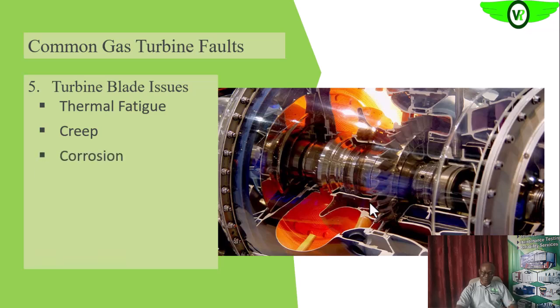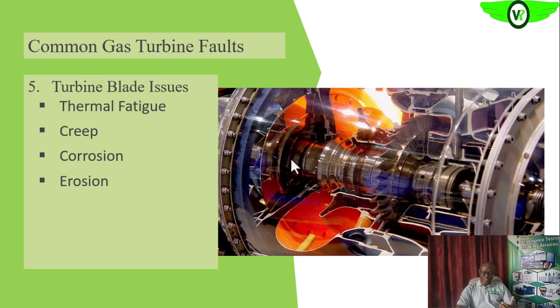Then corrosion can also happen. That is, maybe your fuel is not clean, or the air that is coming in is not properly dry, or the fuel is not of the proper specification and contains acid gases. Once these acid gases combine with oxygen, they can cause corrosion around these blades, and that corrosion can lead to early fatigue and you losing or damaging that particular blade.